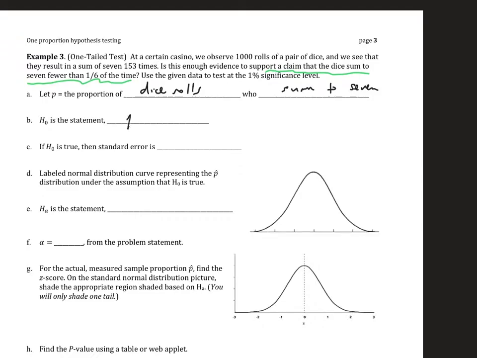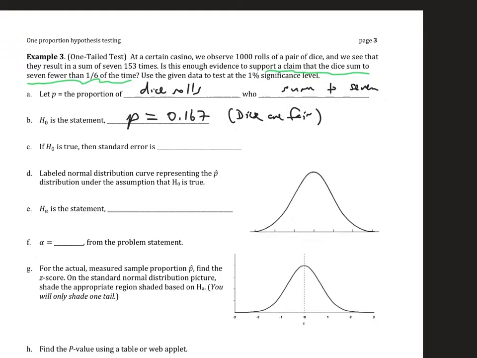H0 is always the statement that that proportion is equal to something. And so 0.167, that's 1 out of 6. So if you do 1 divided by 6, that's what you'll get. And so that's the statement that the dice are fair. So that's the null hypothesis, is the statement that the dice are fair.